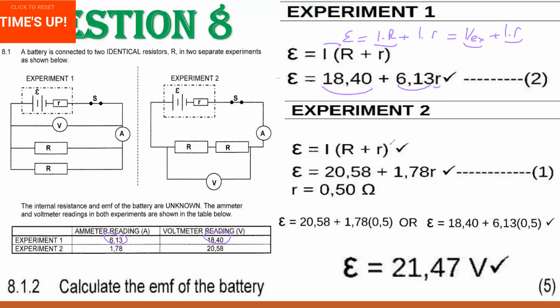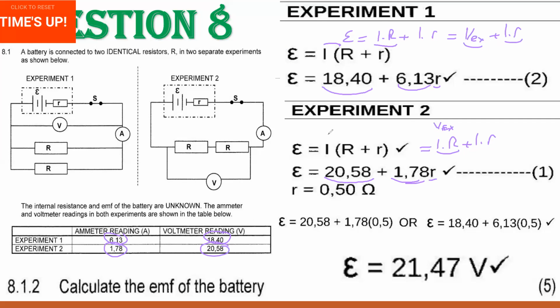I'm going to keep it. And then I will write for experiment 2. For experiment 2, same steps. I times R plus I times r. I times R is V external. V external is 20.58. It's here. Plus the current is 1.78. I'm using that current times r. From now, you are using these two equations. They are just, you can say, equal.